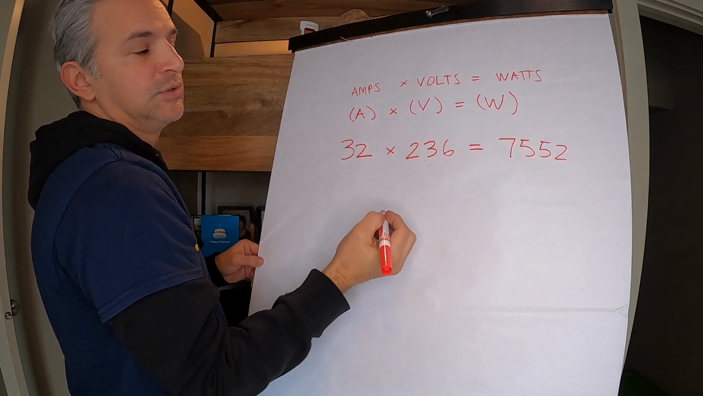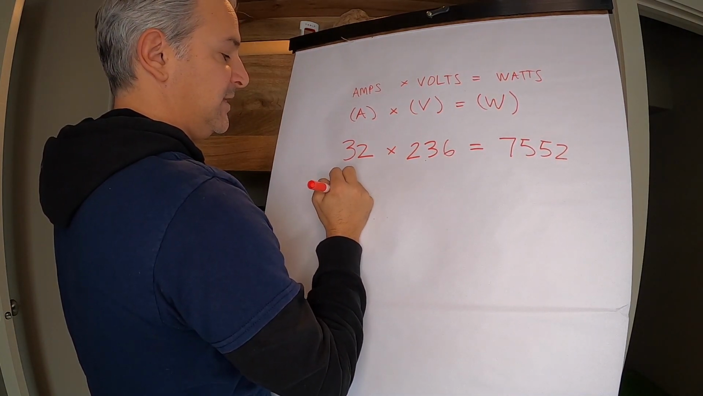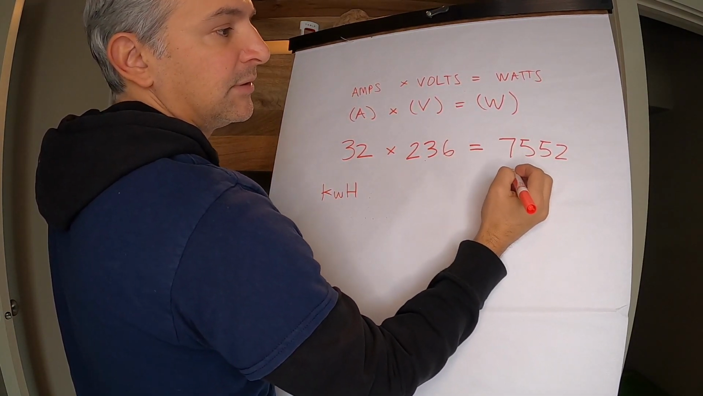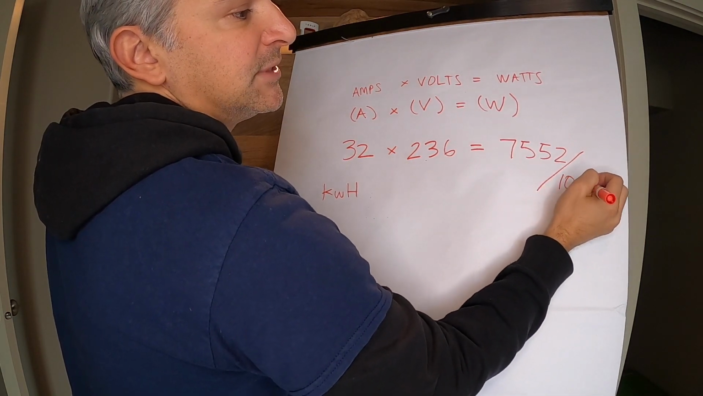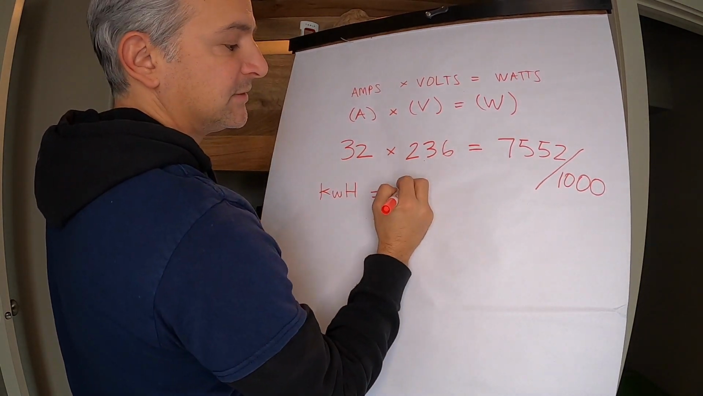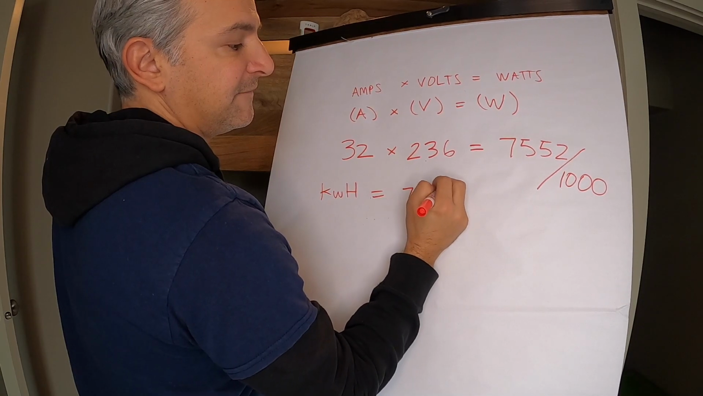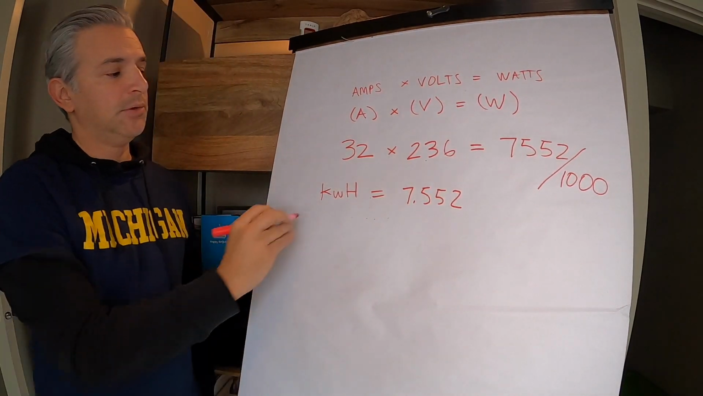And to get that into kilowatts per hour, which is what we need, we're going to divide this number by 1,000, and that will give us 7.552 kilowatts per hour.